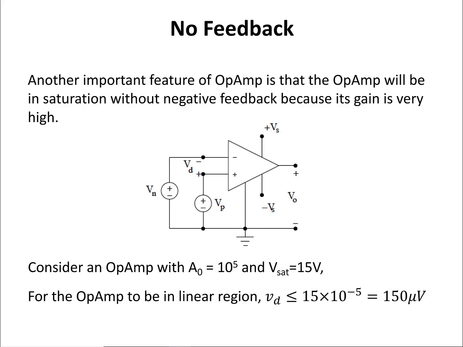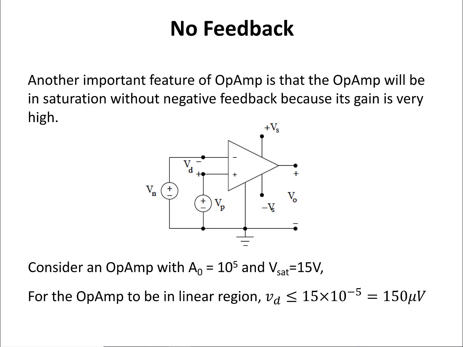Another important feature of the op-amp is that it will be in saturation without negative feedback because the gain is very high. So if you do not have any feedback, if you use the op-amp just alone by connecting two input signals to the input terminals of the op-amp, it's not going to operate as a linear amplifier.